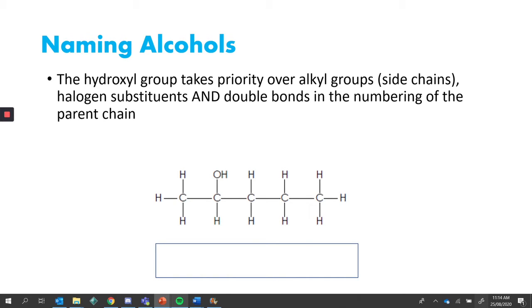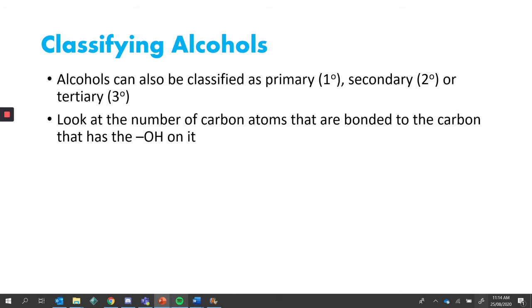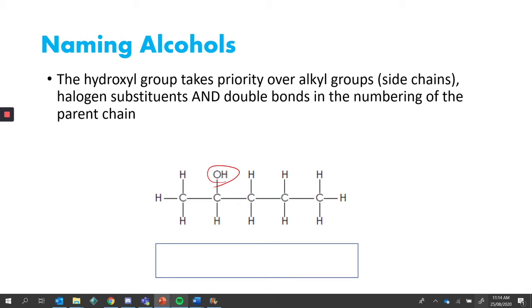So if we've got this parent chain here, I've got 5 carbons with an alcohol on the 2 position. So this is pentan-2-ol. Pentan-2-ol. So we've got to give the name.